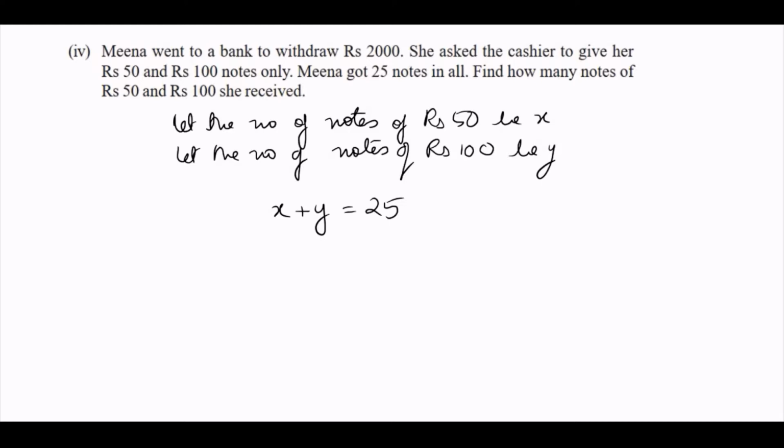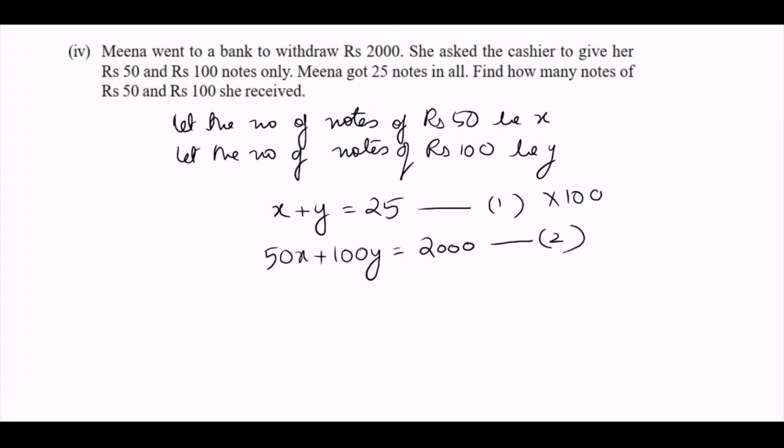And it's given Meena went to the bank to withdraw rupees 2000 and she said she wants only rupees 50 and rupees 100 notes. So 50x plus 100y is equal to 2000. That is, x notes of rupees 50 and y notes of rupees 100 is equal to 2000. That is, when you total, you will get 2000 rupees. Now we have got the two equations. You have to eliminate any one variable. So multiply the first equation by 100 to eliminate the y variable so that the coefficient of y variable is the same.